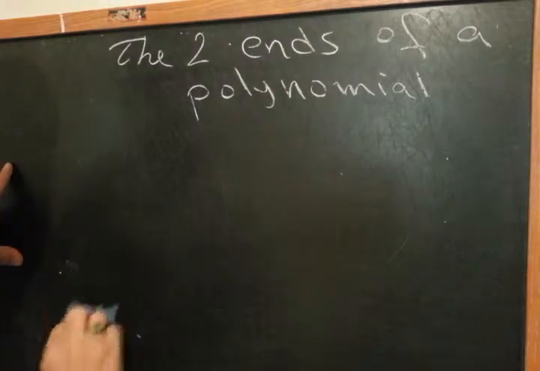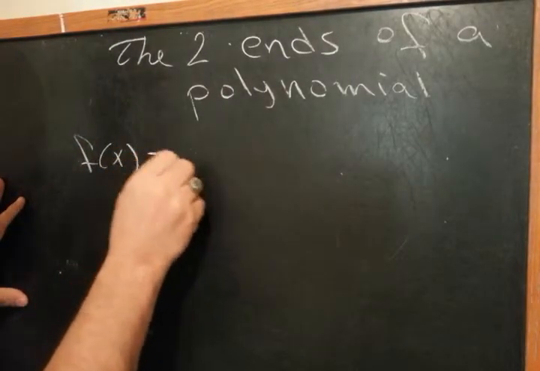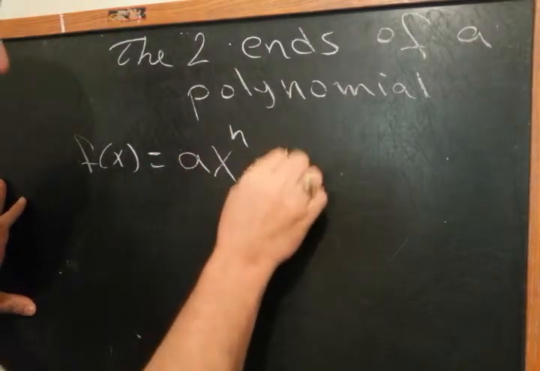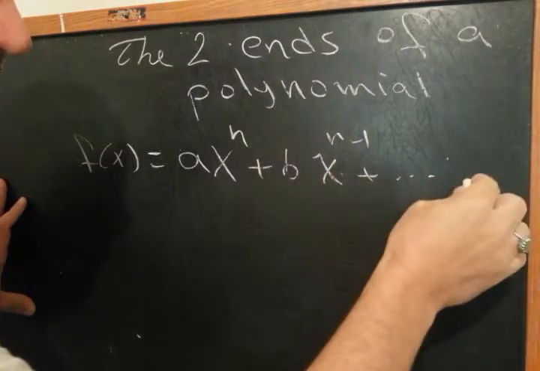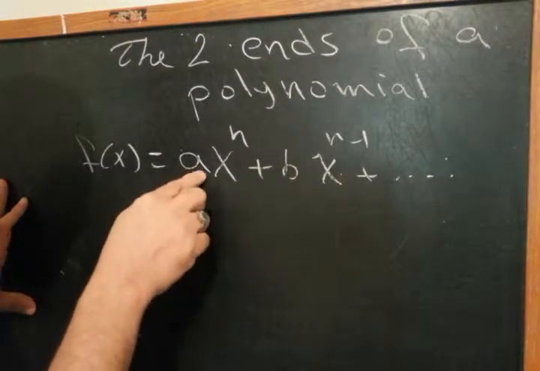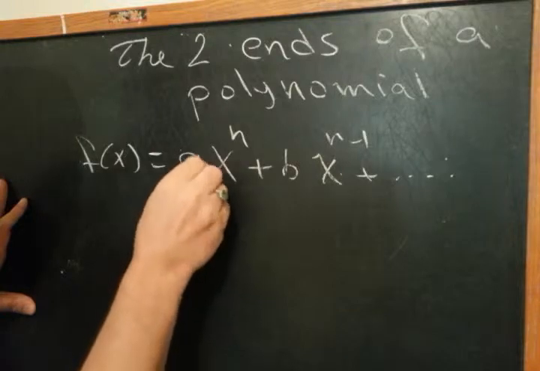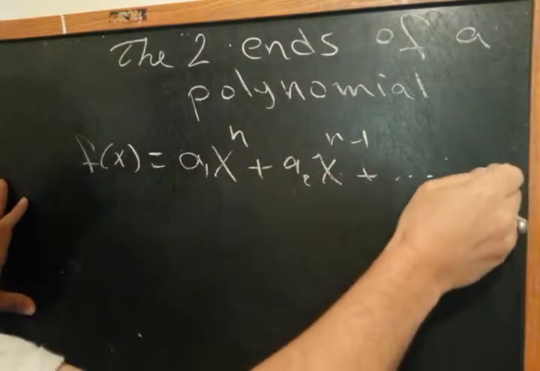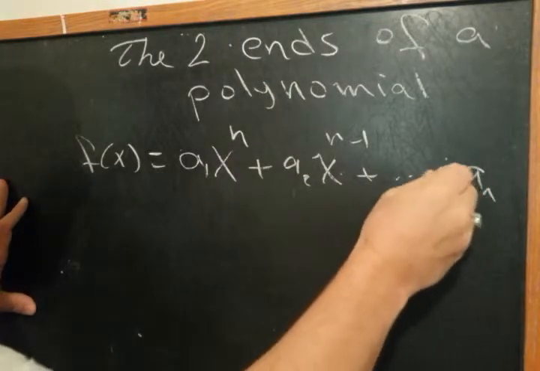The only thing you need to know is the leading term. The polynomial f of x equals, let's say, a x to the n plus b x to the n minus 1, plus, till you get the last term, which is the free term. It's bad to use a and b because we are limited to 26 letters, so we can use a1, a2, till an, as the last one.